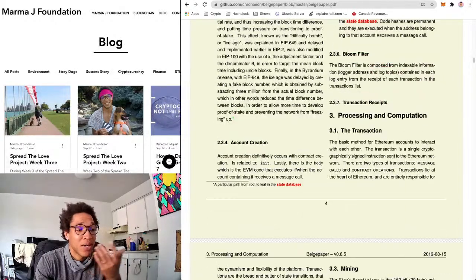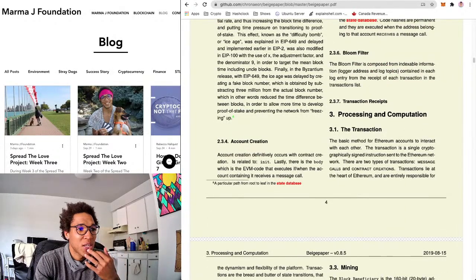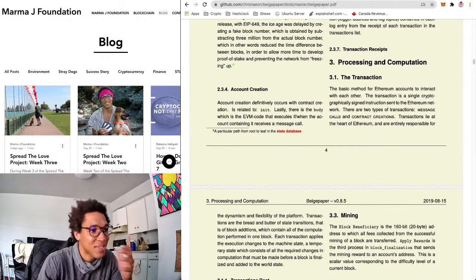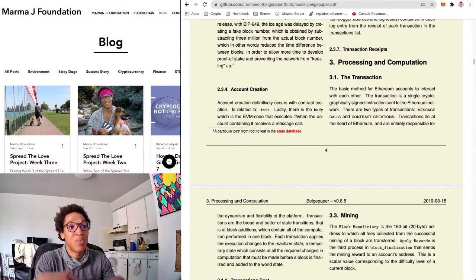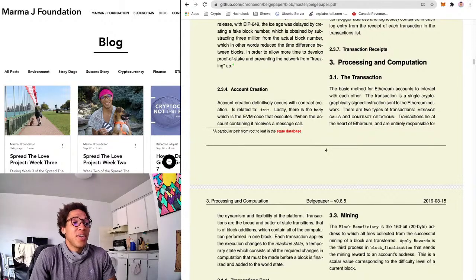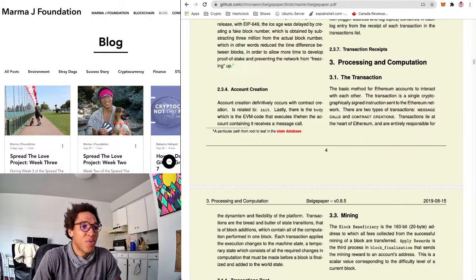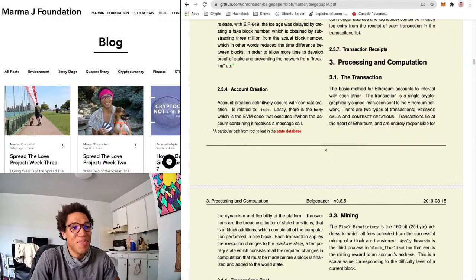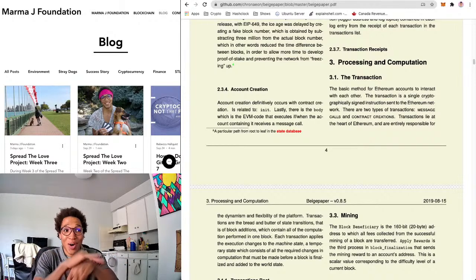Okay, anyways, Bloom filters. Processing and computation. This is where we get into the fun stuff, I suppose, past how the data structure is done, into how we actually process things and compute transactions on Ethereum. So the basic method for Ethereum accounts to interact with each other is the transaction. A transaction is a single cryptographically signed instruction sent to the Ethereum network. Very basic, that's all a transaction is. There are 2 types of transactions: a message call and a contract creation.